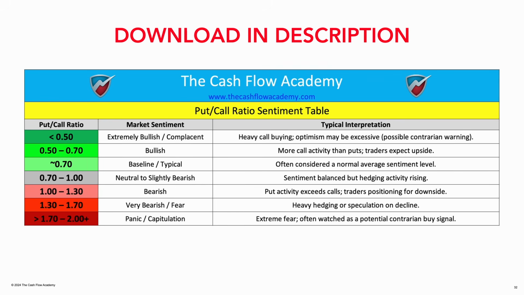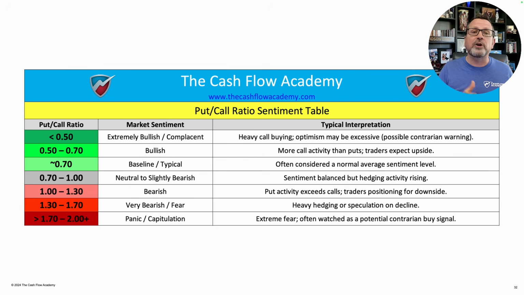To make this simple, we created a put-call ratio sentiment table that you can download and print out for yourself. It breaks down in plain English exactly what these levels mean. So you can download the PDF in the description below and use it. Keep it handy until you've got it memorized. Now let's walk through this table and help you understand it. We'll start out here at the top.